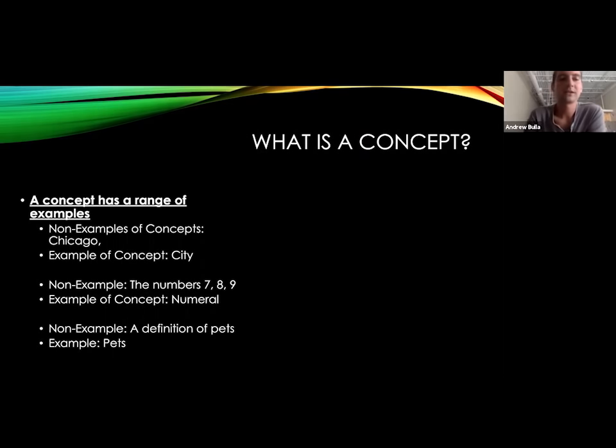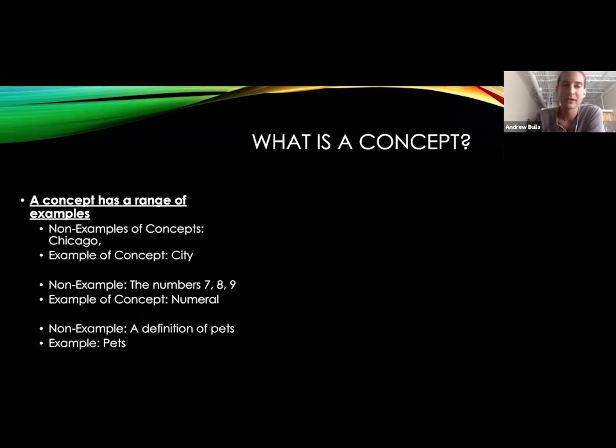So for something to be a concept, it has to have a range of examples. So a non-example of a concept is Chicago. There's only one Chicago. However, I can teach the concept of city, in which Chicago would qualify, Seattle would qualify, Washington, D.C. would qualify, and then I can test with, can the learner correctly identify Philadelphia as a city, Minneapolis as a city, Savannah as a city.